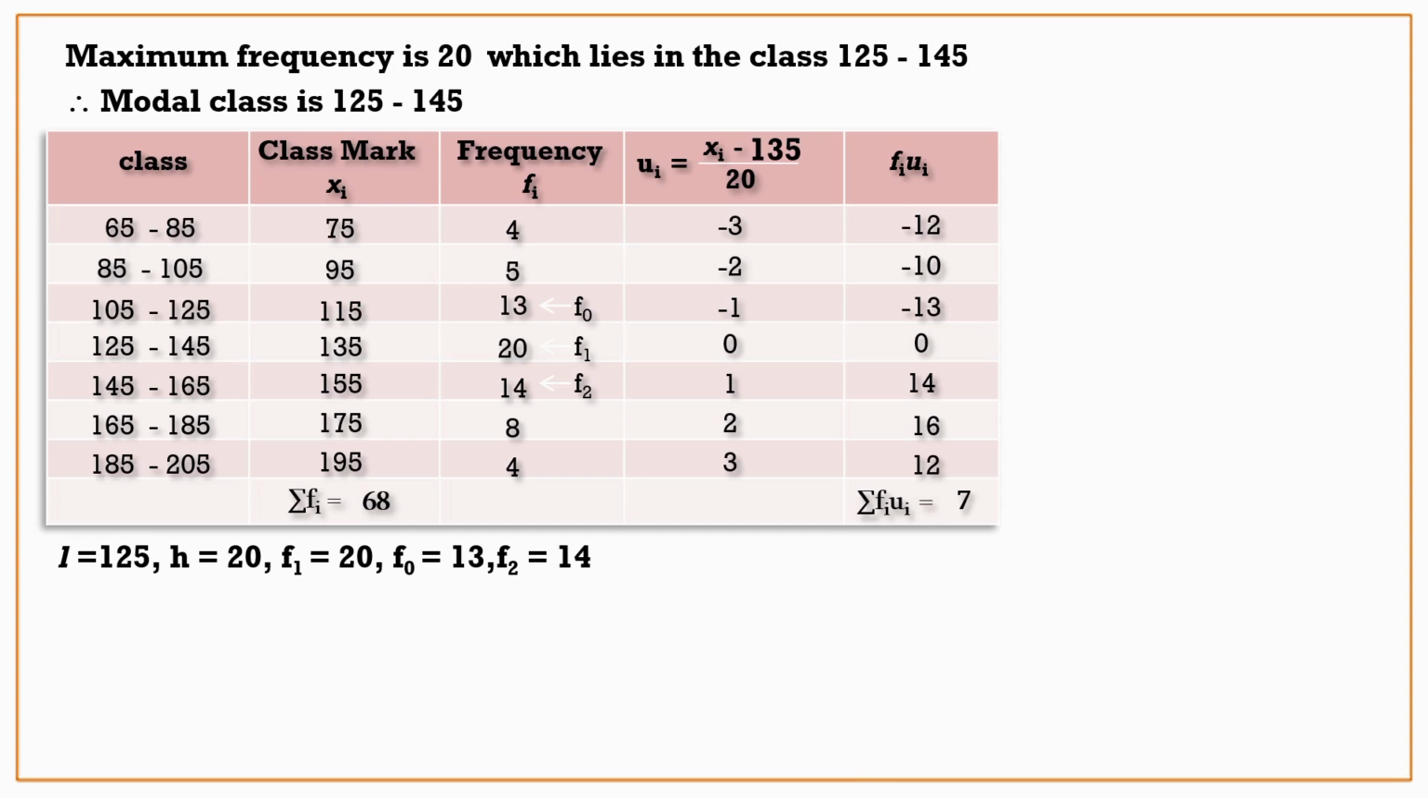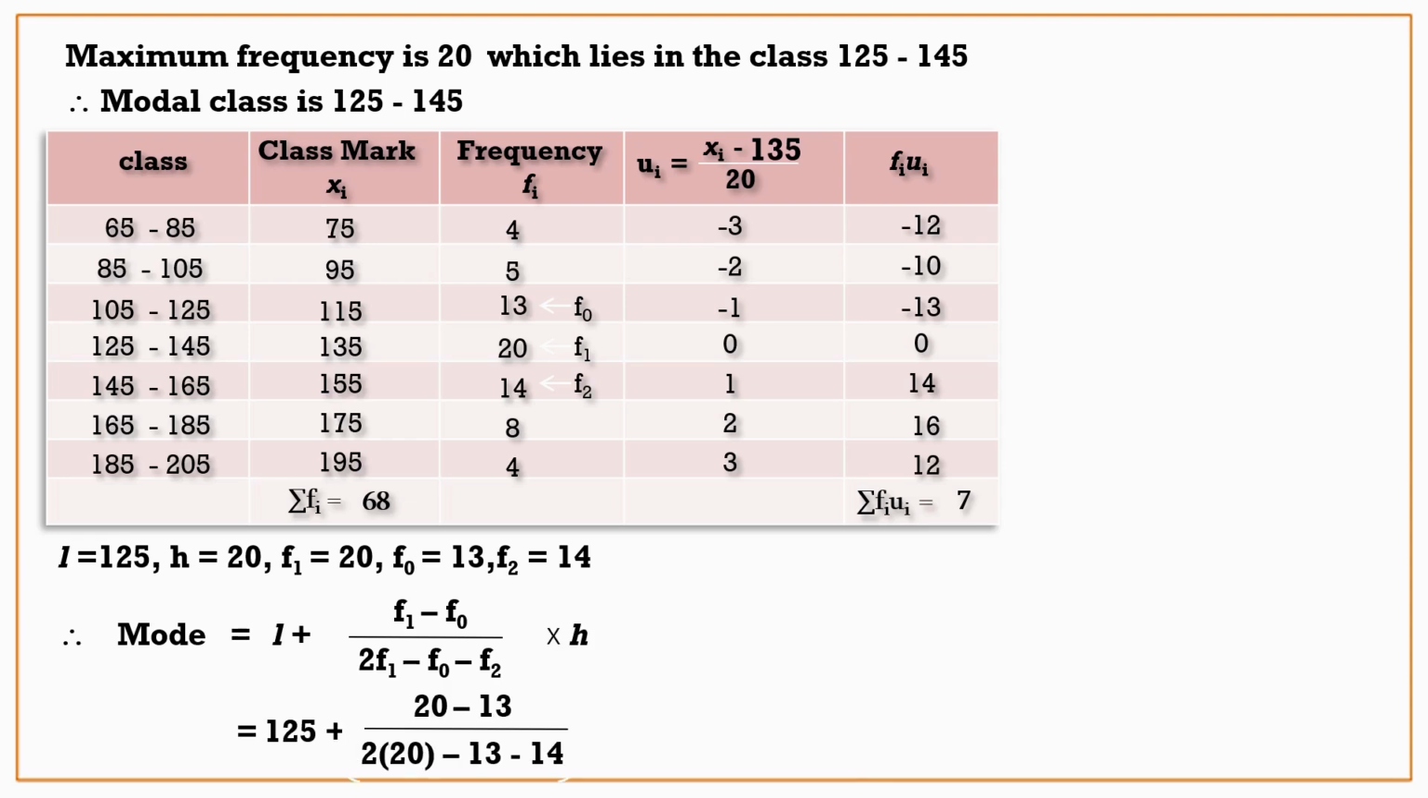Now let's find l. What is l? l is the lower limit of the modal class. The modal class is 125 to 145, so the lower limit will be 125. h we already know, that is 20, and we already got the f1, f2 and f0 values. Now the mode formula is l plus f1 minus f0 by 2 f1 minus f0 minus f2, into h. Here also the division symbol is missing. So whenever you write it in your copy, don't forget to mention the division symbol.